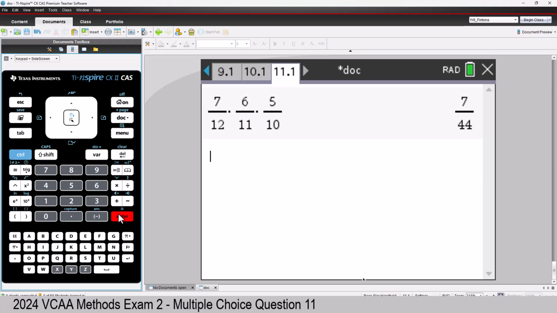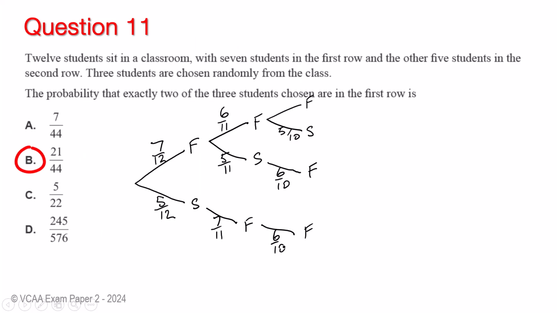(7 over 44). As we have 3 branches, each one of equal likelihood, we get a probability of 21 over 44, which corresponds to option B. If you're not comfortable missing parts of the tree diagram, pause the video and complete it for yourself. Remember, you are currently doing revision. Now is the time to find clarity and confidence about your answers.